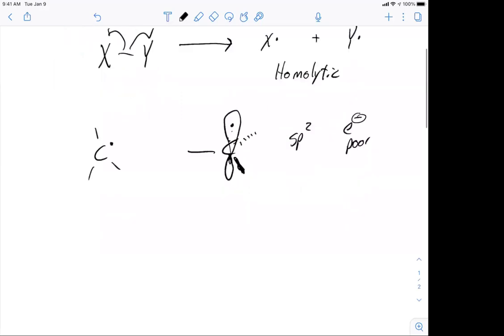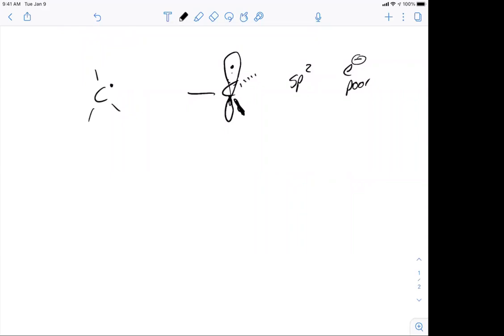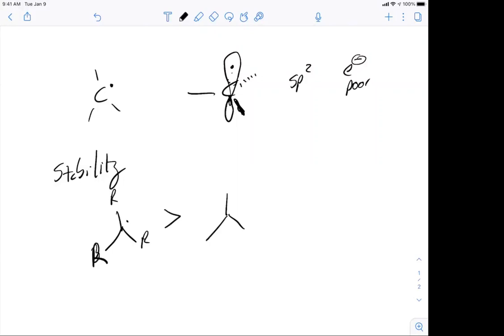If we look at stability, if we think about the stability based on the fact that this is electron poor, then it's easy to understand that this follows the same trend that we saw with radicals. So as an electron poor species, the tertiary is going to be more stable than the secondary, which is going to be more stable than the primary, which will be more stable than the methyl.